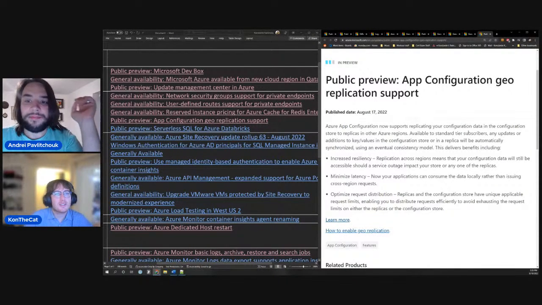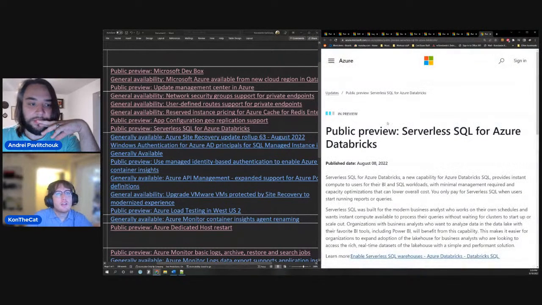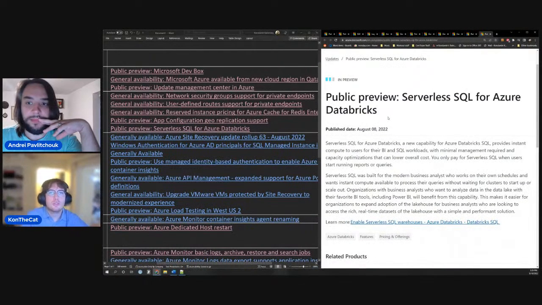This has geo-replication support now. Cool. And another one, a good one. Azure Databricks can now use serverless SQL, so the SQL can go to sleep when you're not using it, which in my mind is always good.